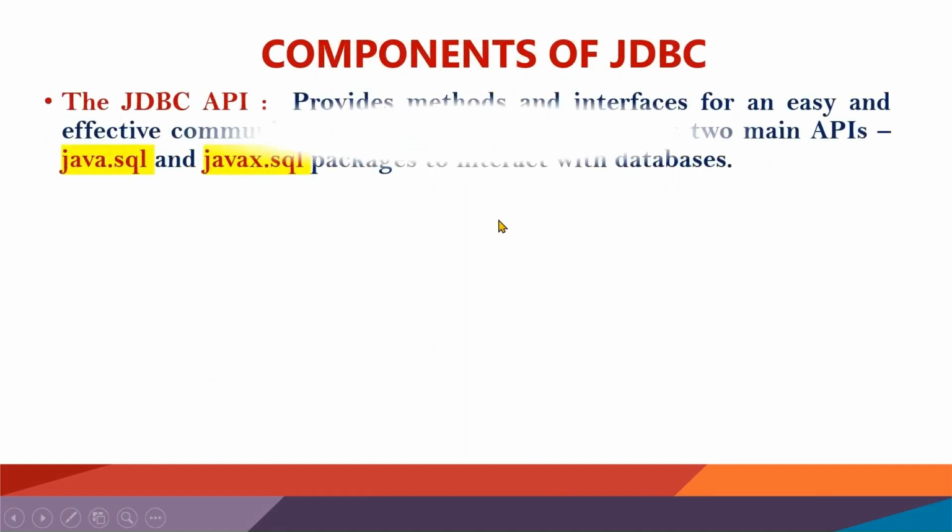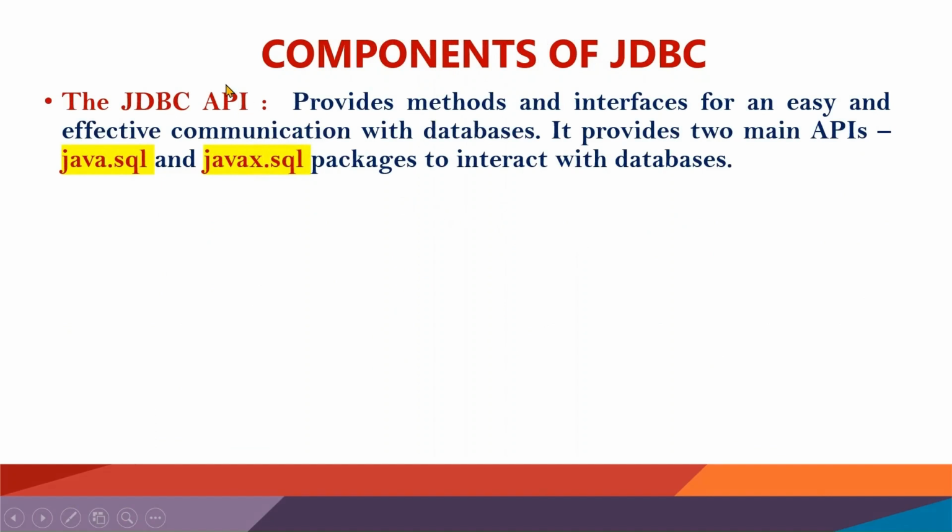Now coming to the components of JDBC. The JDBC API, as I said, the application programming interface, is nothing but packages. So what packages are you going to import when you develop a JDBC application? This API provides methods and interfaces for easy and effective communication with the databases. It provides two main packages. One is java.sql, and javax.sql is nothing but an extended version of the existing java.sql packages to interact with the databases.